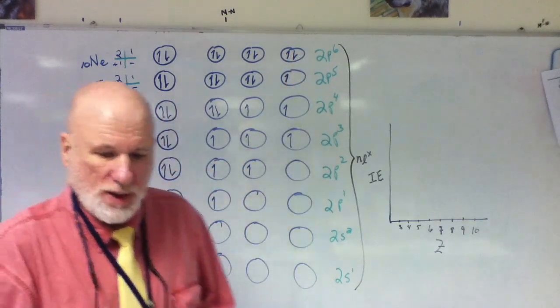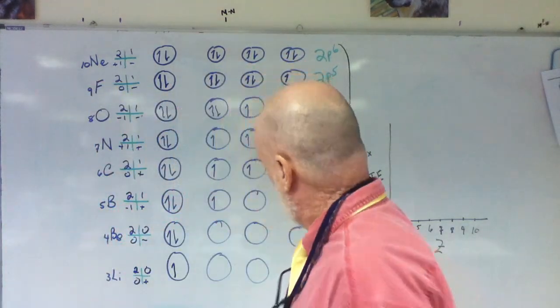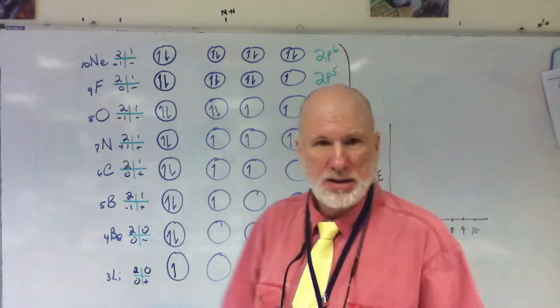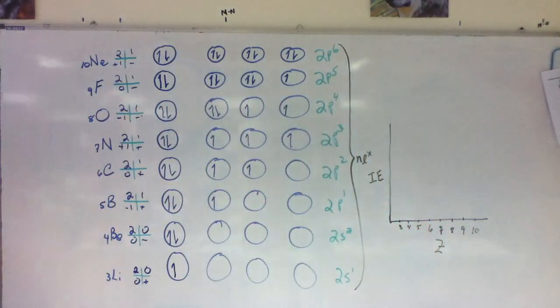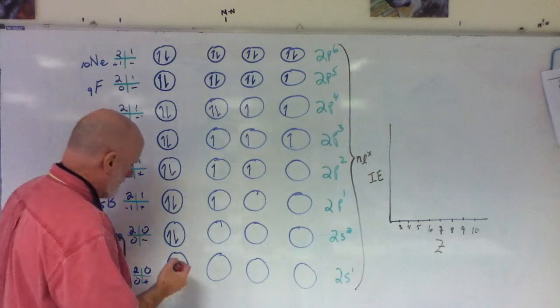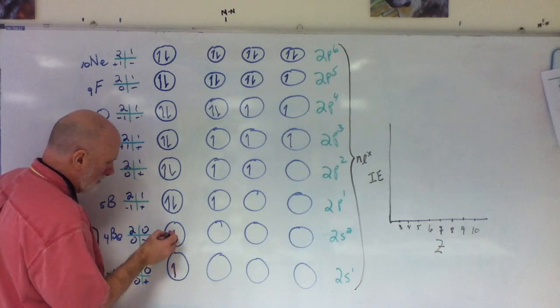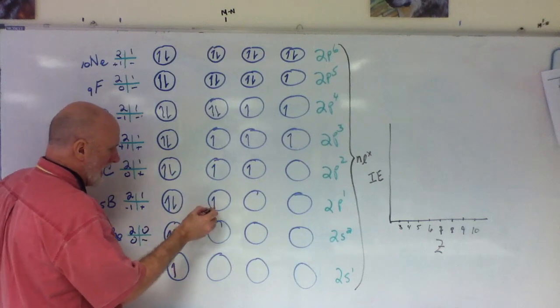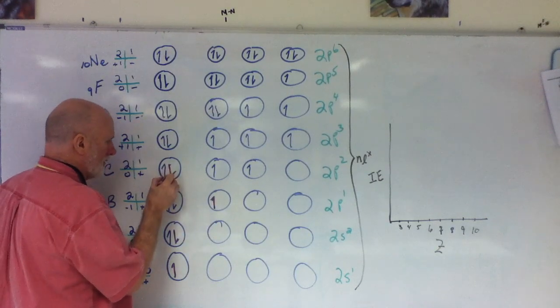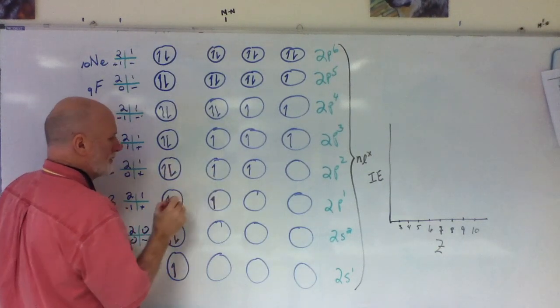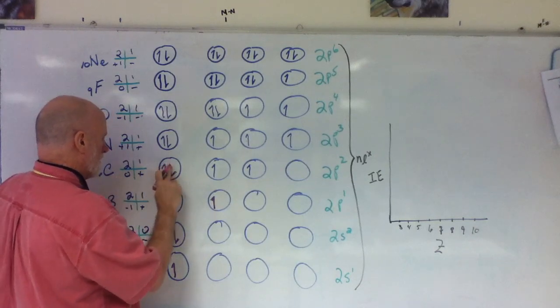Okay, so that's where we stand so far. So, let me get something here. So that's where we stand. So what I'm going to do is outline the last electron, the one we're going to take out, in red. Oh, that's not right.